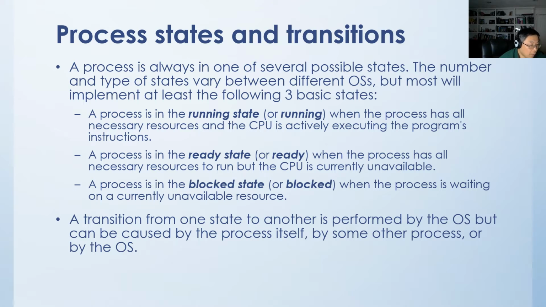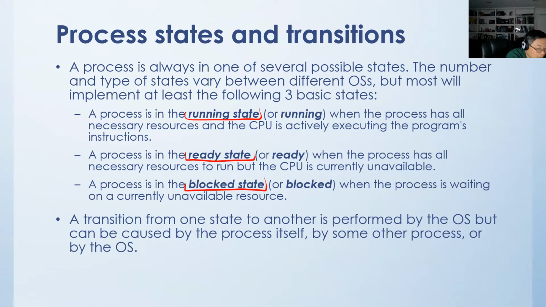So because of this, a process may have a couple of different states. Okay, so the number and the type of states vary between different operating systems. But most operating systems implement at least 3 basic states. One is the running state. And there's another state called the ready state and the blocked state.